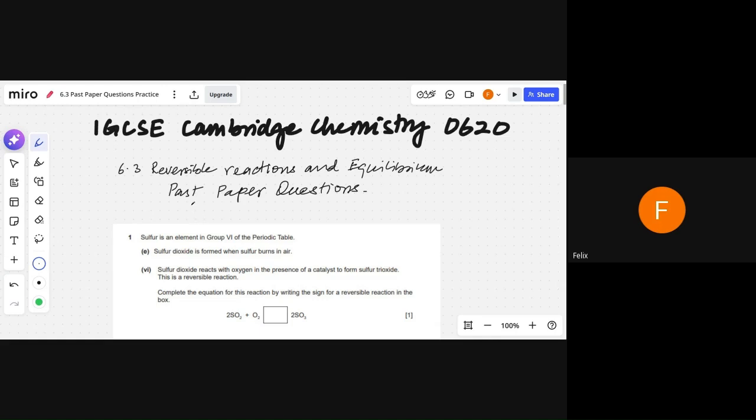So in this lesson, we are covering 6.3 reversible reactions and equilibrium past paper questions. So basically, we are practicing questions from the past papers.